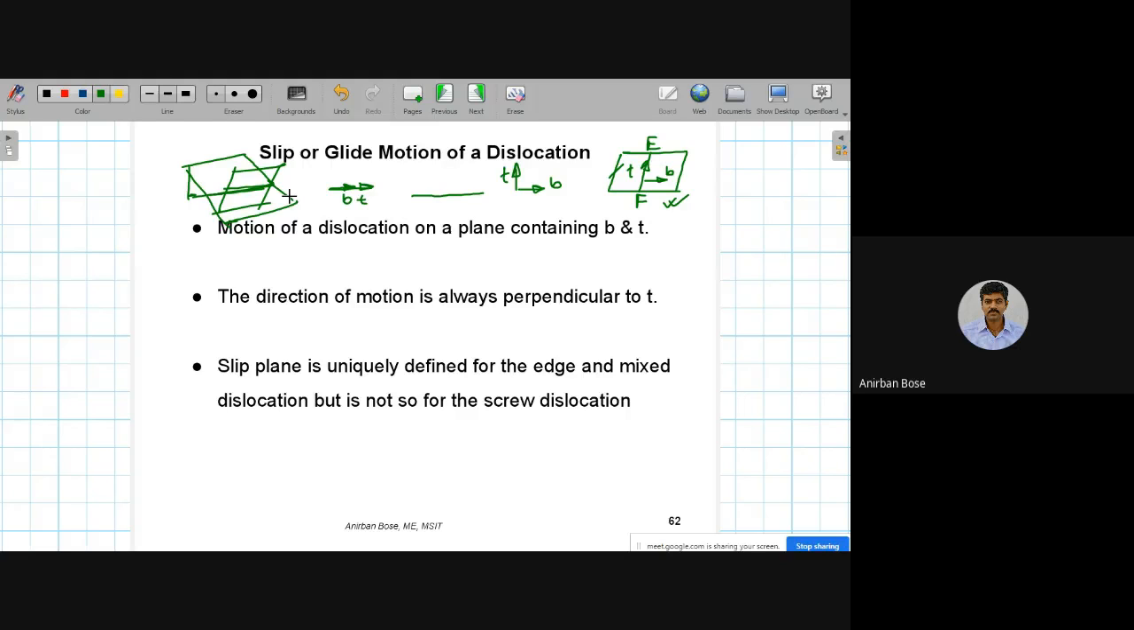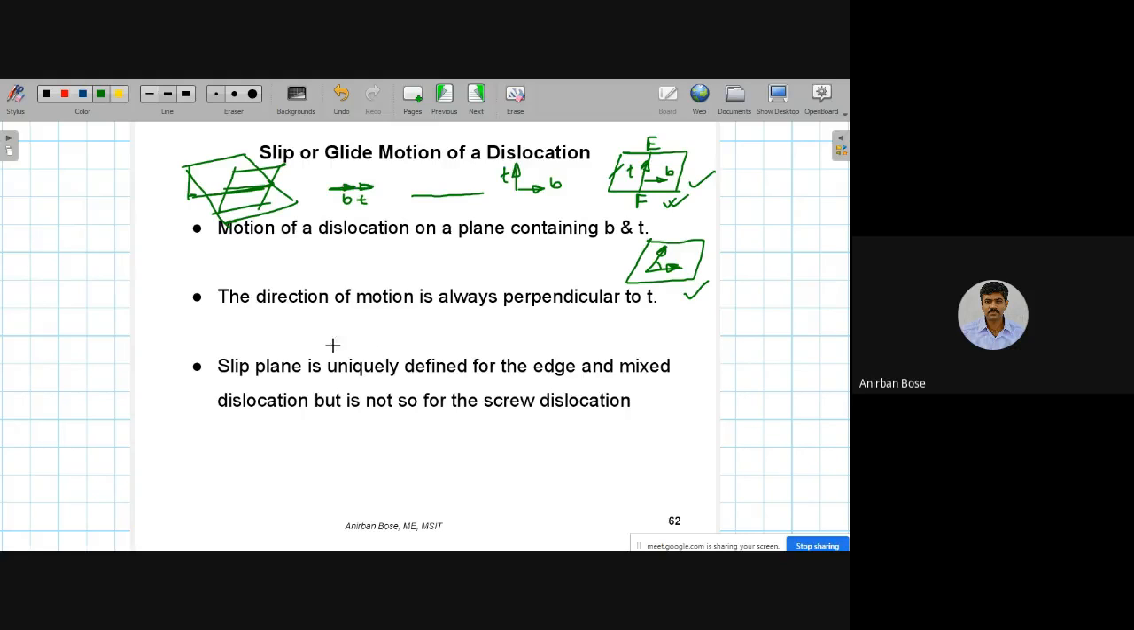In case of mixed dislocation, you know that the angle between B and T is not 90 degree, or they are not aligned. So in that case also, you can uniquely define the slip plane. Okay, so in case of edge dislocation or mixed dislocation, slip plane is uniquely defined. In case of screw dislocation, any plane that is passing through B and T is a slip plane. You can consider that to be a slip plane.